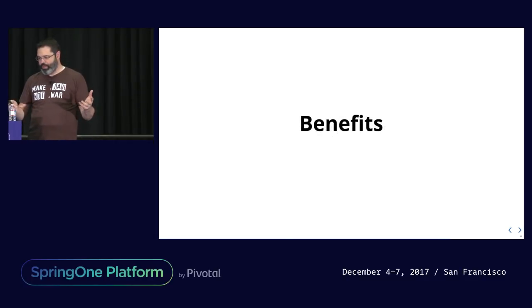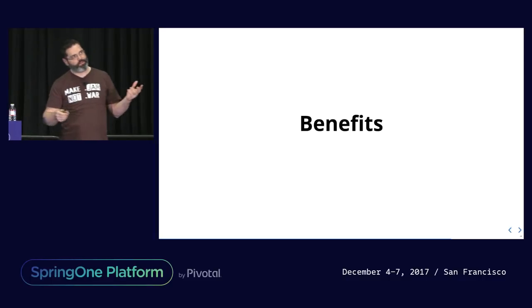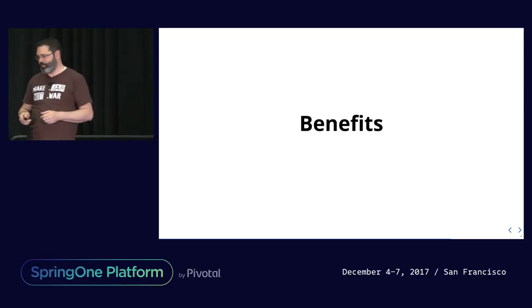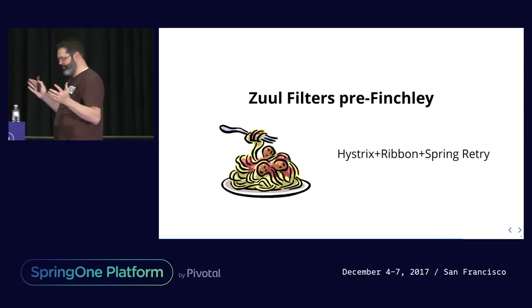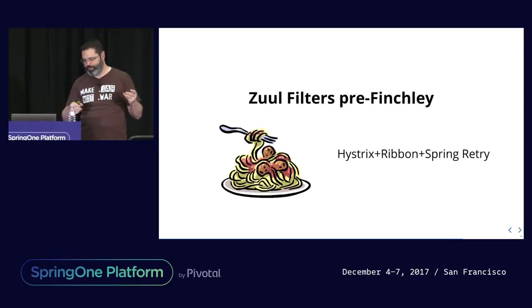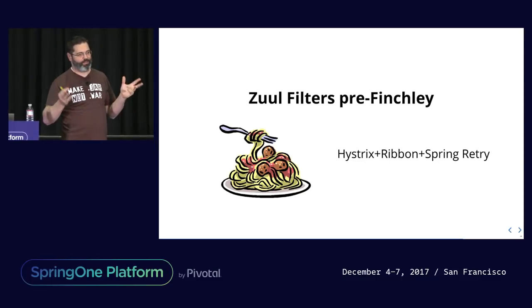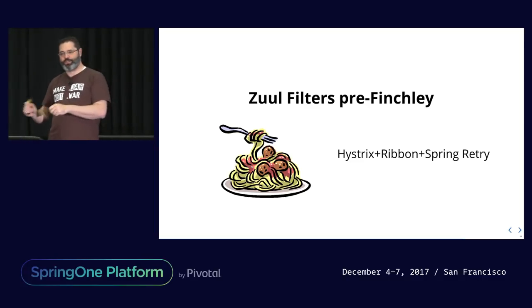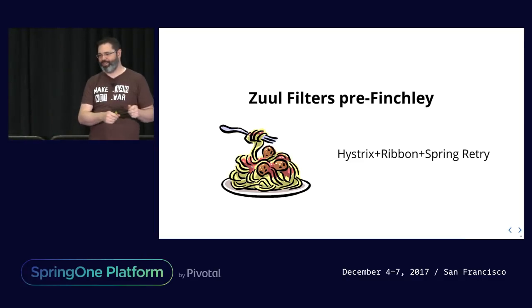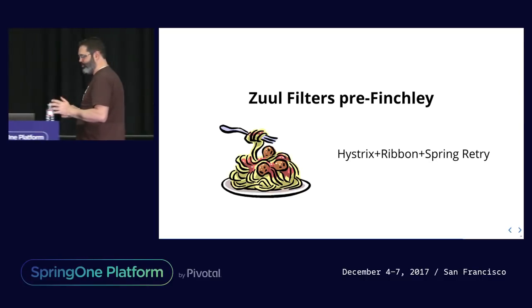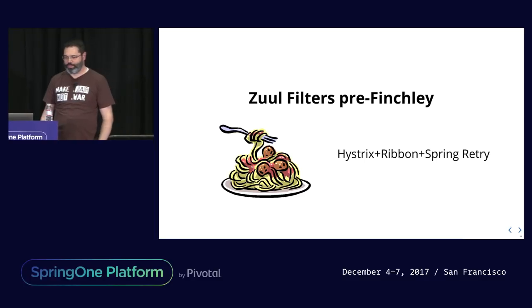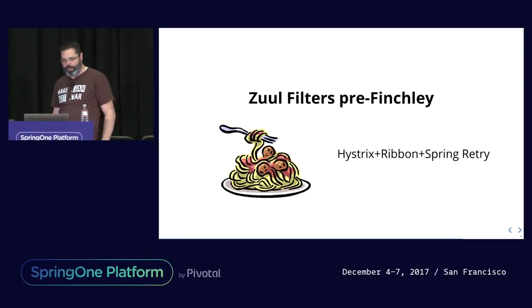So what are some of the benefits? And benefits here are developer experience benefits. Like I said, the Zuul Hystrix ribbon retry was a bit of a mess. It was all or nothing. You could either route using ribbon and get Hystrix or not, right? And you could route directly. You couldn't pick and choose which pieces you wanted, and now you can, which is really, really nice.